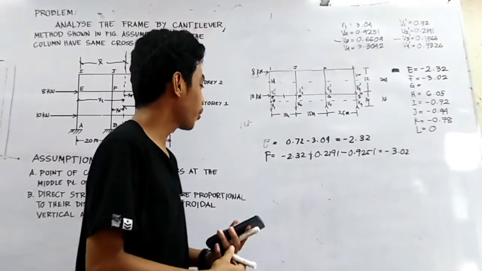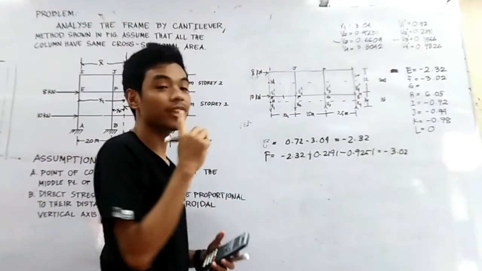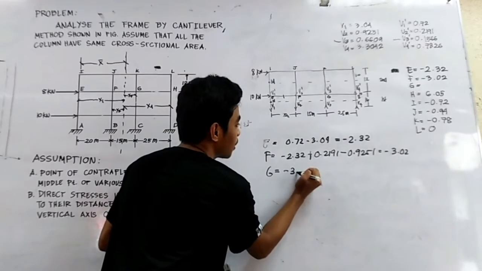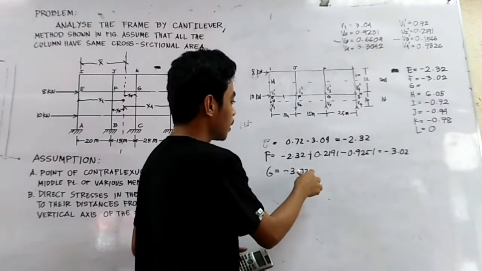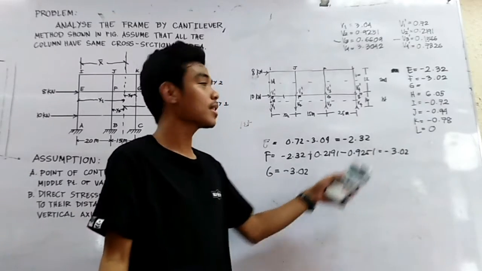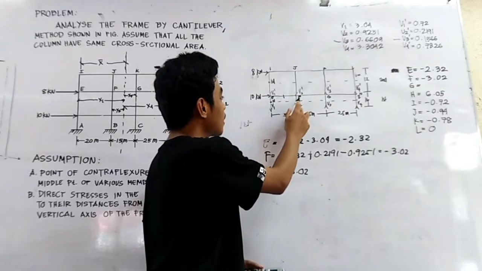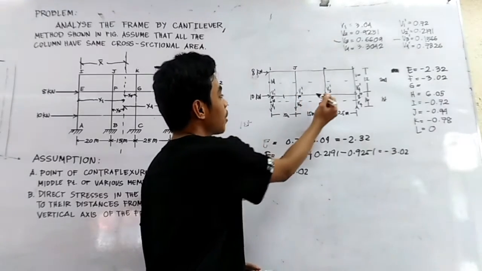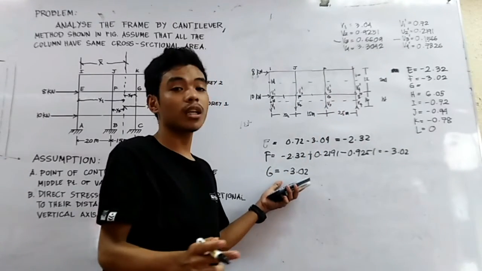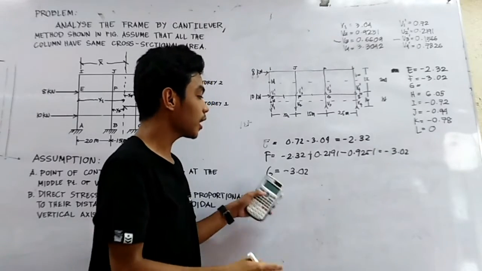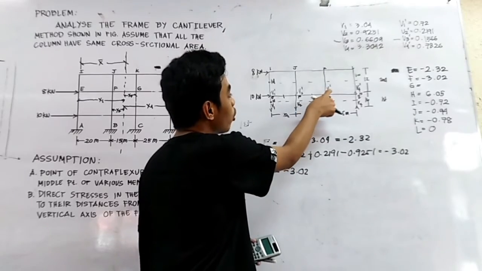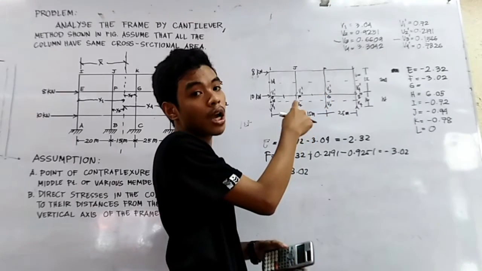Next, for point G, the shear is negative 3.02. Since we include the value we got at F earlier, because earlier we only got the shear at F, and now we are at G. So, the value you got there, you add it to our computation here at G. So, negative 3.02 plus, since at point G, the direction of our V3 prime is away from the point G.